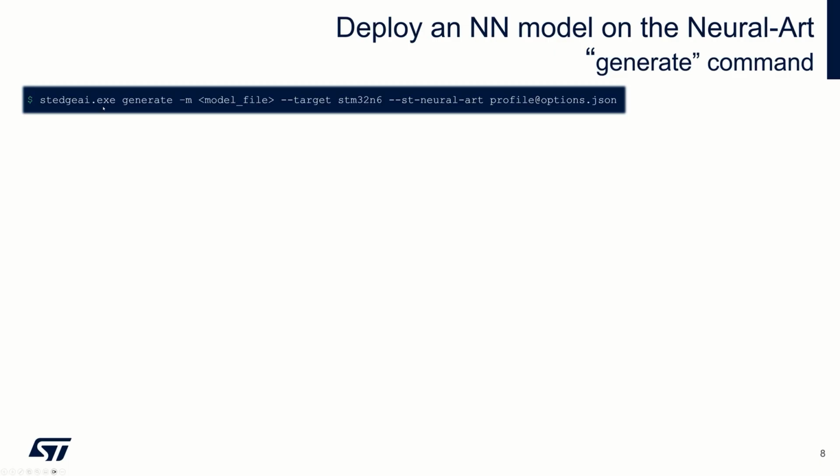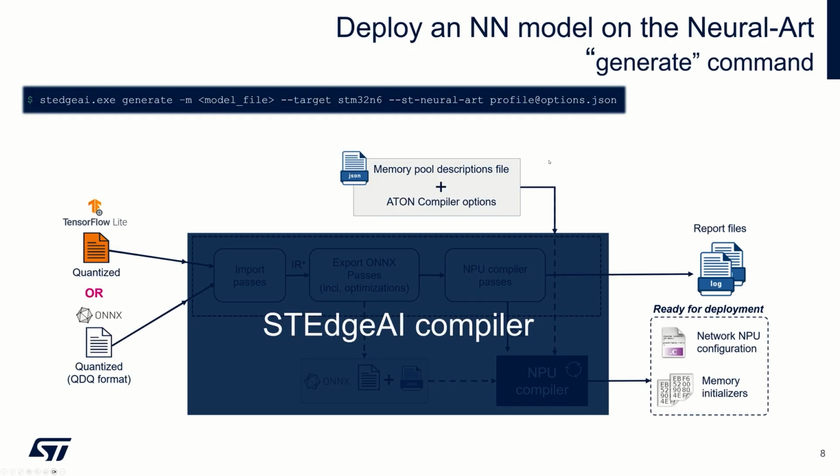The entry point for the STEdgeAI-Core backend using the command line is the stedgeai.exe command. Then you need to add the operation to be executed. In this case, this is generate, then the model file name, the target MCU, and whether the NPU, neural processing unit, should be used or not. By the way, STNeuralArt is an equivalent name for the neural processing unit. And finally, you need to pass the JSON file containing the configuration of the compiler.